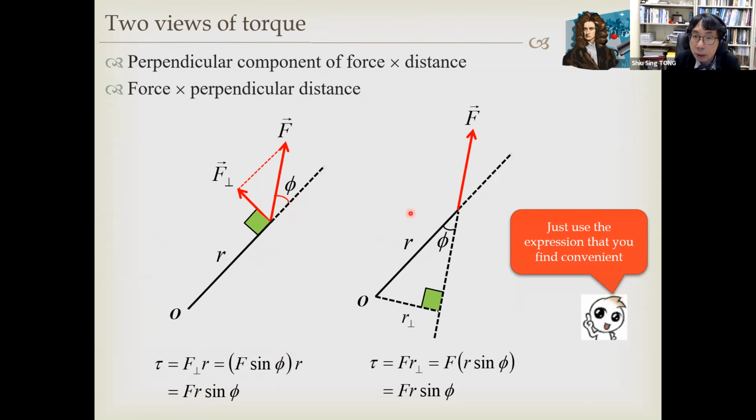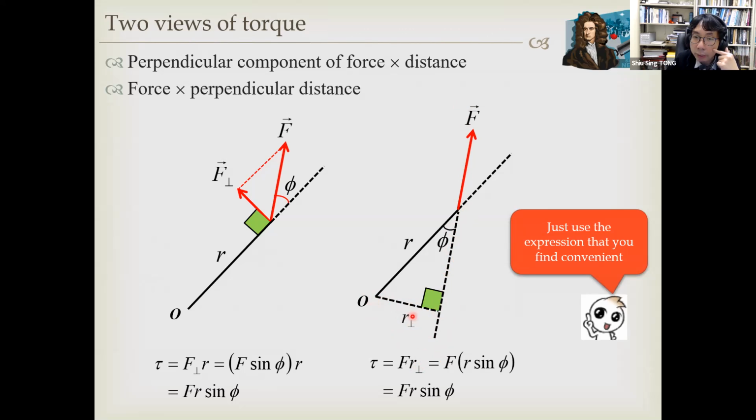But I can also look at this from another point of view. Instead of taking the perpendicular component of the force, now I consider the line of application of this force. We extend it a little bit backward. So this dotted line is just an extension of the line of the force backward. And we define this distance, R perpendicular, as the perpendicular distance between the line of action of the force and the pivot. So R perpendicular is the distance between the line of action of the force and the pivot.